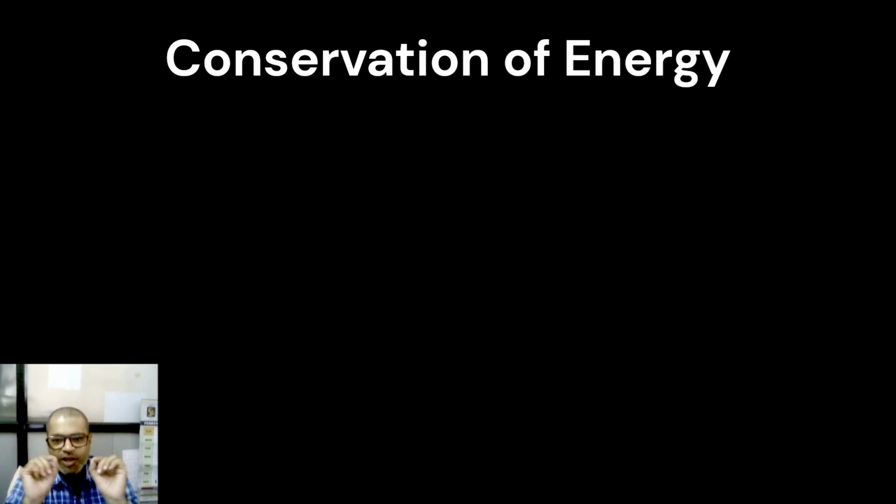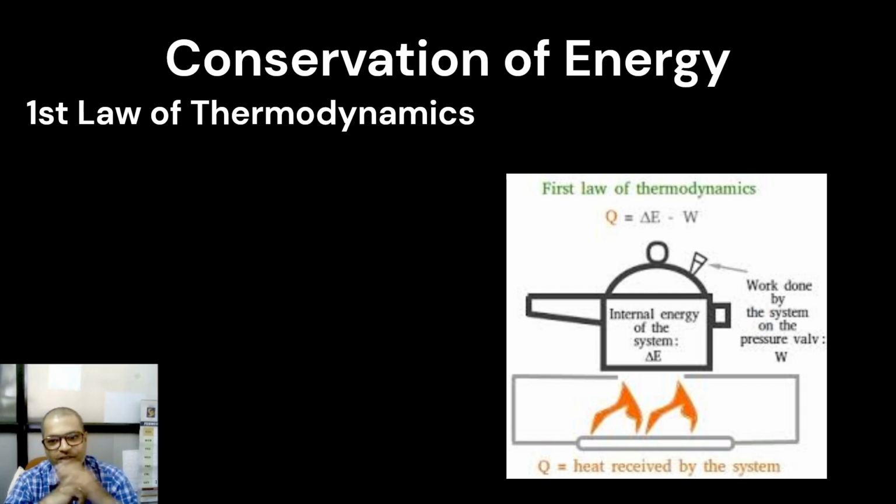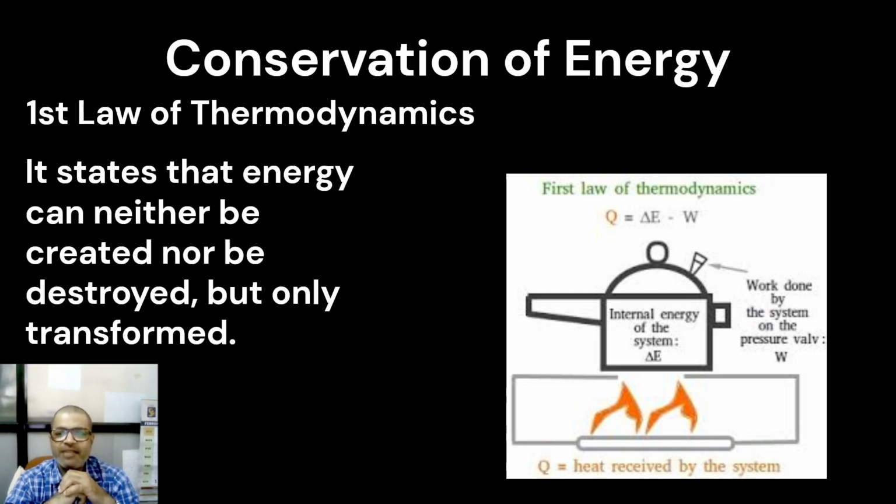The cornerstone of boiler operation and all of physics is the first law of thermodynamics. Now, what is the first law of thermodynamics? It states that energy can neither be created nor be destroyed, but only transformed from one form to the other. Now, let me repeat. Energy can neither be created nor be destroyed, but only transformed. In a boiler, we are transforming the chemical energy of the fuel into heat energy, which is then transferred to the water to create steam. While some of the energy is invariably lost to the surroundings as waste heat, the total amount of energy in the system remains a constant.